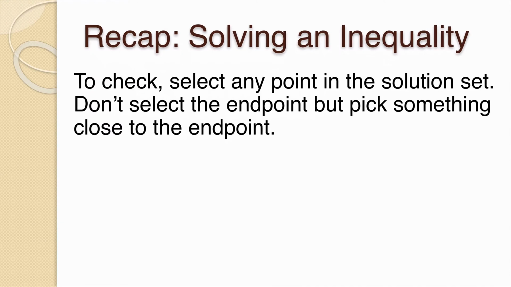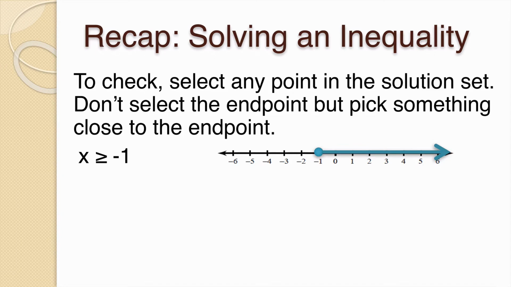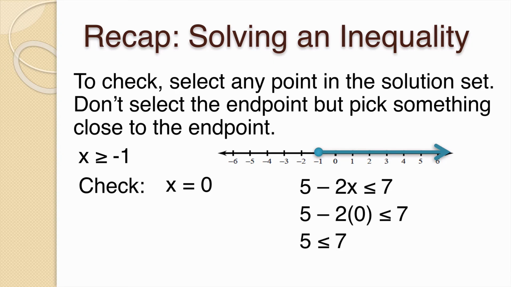Just a little bit about checking. To check, remember you select any point in the solution set. Don't select the endpoint, but pick something close to the endpoint. So looking at x is greater than or equal to negative 1, I'm going to select a point near negative 1 on the graph, so in the solution set. I'm going to pick x equals 0. It's pretty close. So I start with my inequality. I substitute. That's true. That means that my solution checked and my graph is correct.